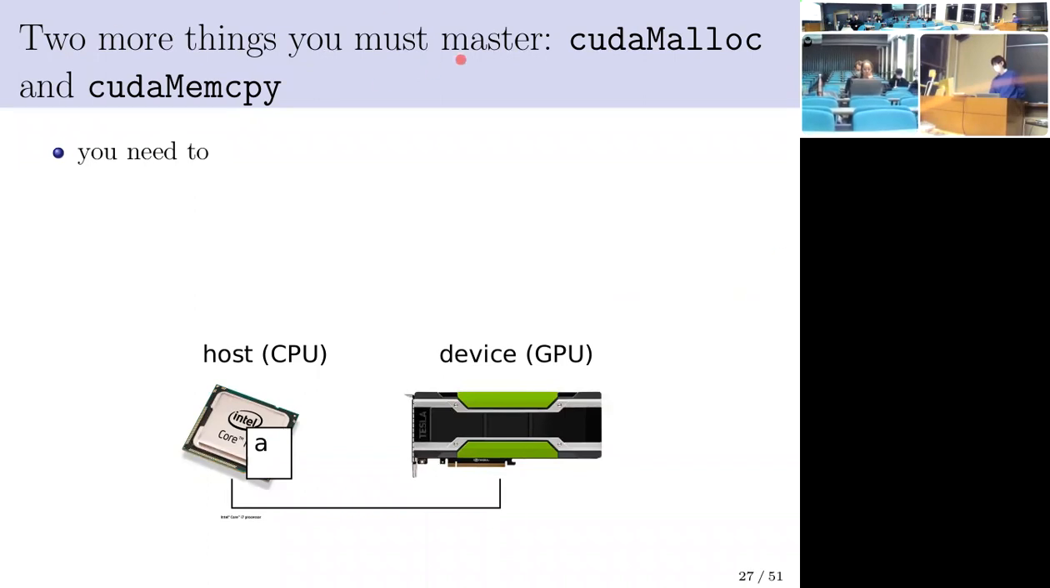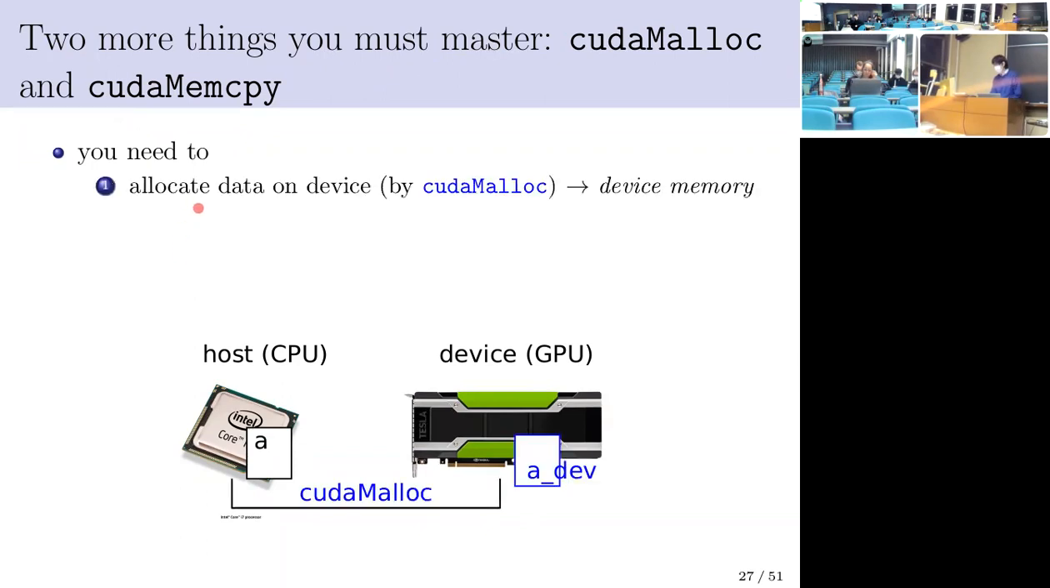Here come two more things you have to master before writing any useful program using GPU. They are something called cudaMalloc and cudaMemcpy. First, you need to allocate data on the device. This can be done by calling cudaMalloc, just as you normally call malloc or new. So you get some amount of memory on the GPU memory, and the host CPU gets the pointer to this GPU memory back. Let's call it A_def.